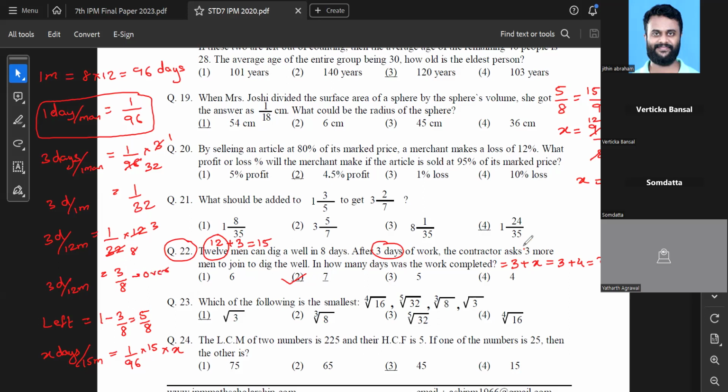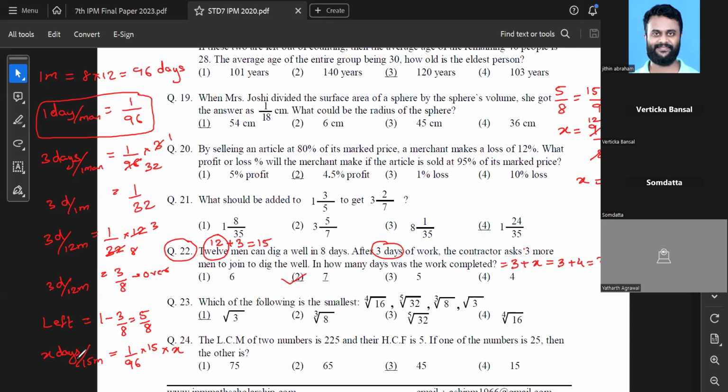For the remaining days, the contractor has added three more laborers, which means the 12 men have been changed to 15 men for the remaining days. So let me find how much work is remaining. The total work is always one. So 1 minus 3 by 8. 3 by 8 is the work which has already been completed in 3 days. 1 minus 3 by 8, I get 5 by 8.